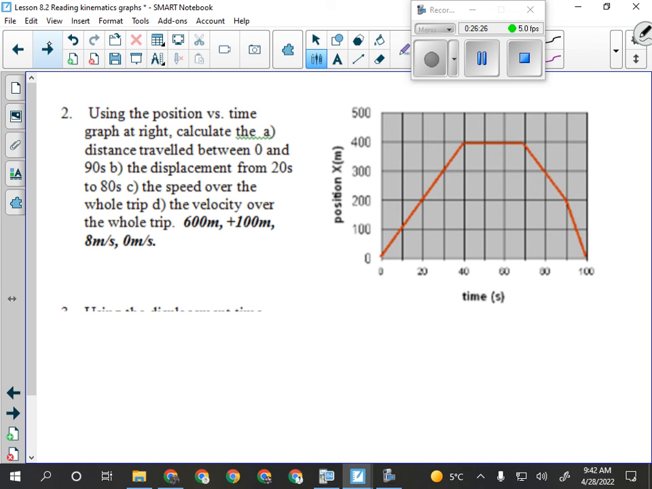All right, I want you guys to try that one. Same idea, slightly different graph. Okay, give it a try.